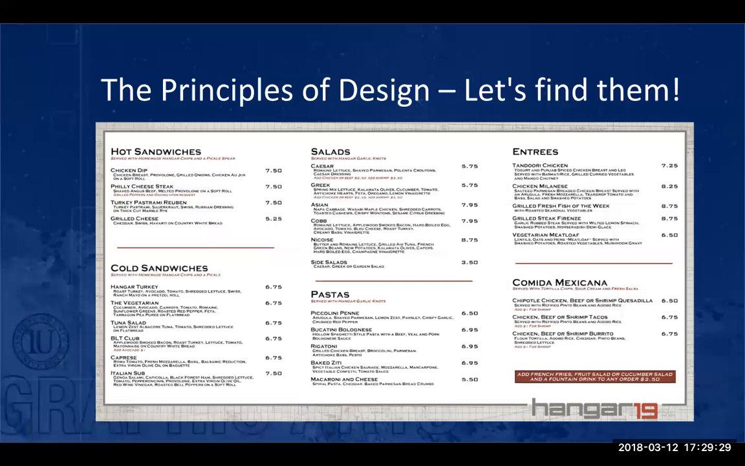Now, how about proximity? How did they use proximity? And that's, again, the grouping of like items together. Things that have to do with each other together. Okay, so the spacing between the items keeps certain items together.